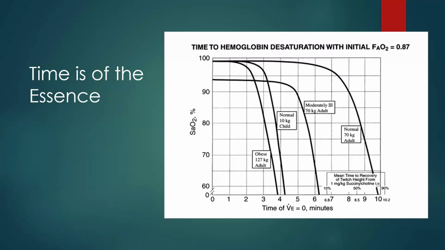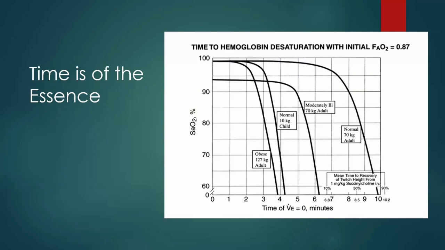To note, obviously on the far right, we have a normal 70 kg adult, and we have about 4 to 5 minutes of true apnea time before we start seeing a significant decrease in the saturation. For a moderately ill 70 kg adult, though, you can see that that graph has significantly shifted to the left, and that our time of apnea before we start seeing significant changes is reduced by about 1 to 2 minutes.